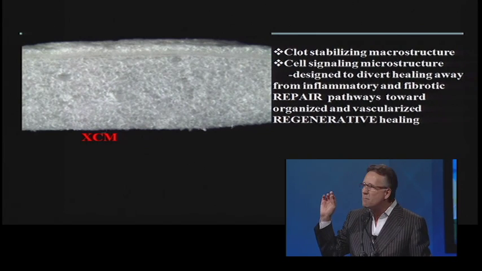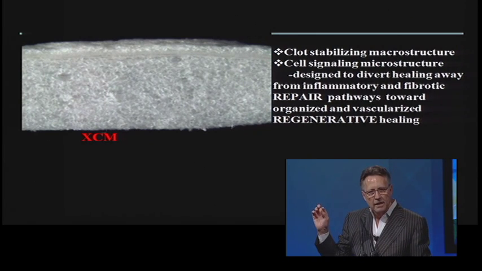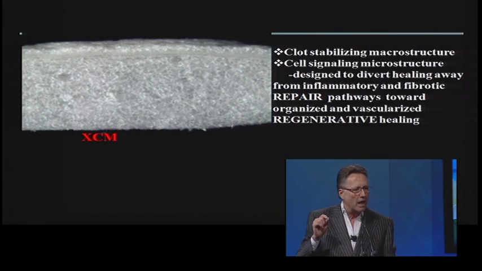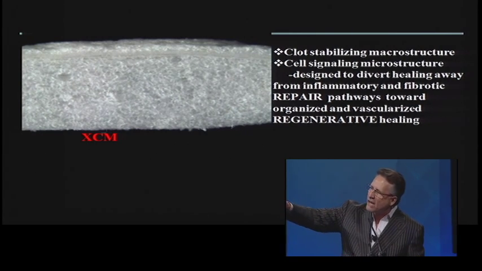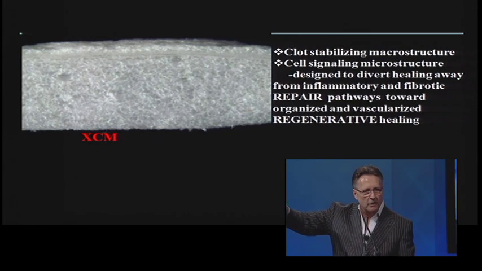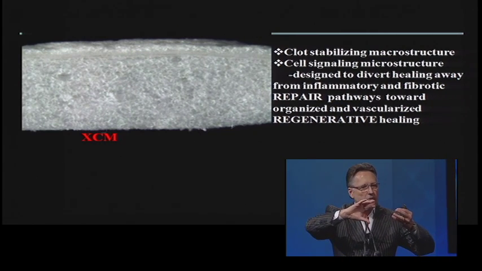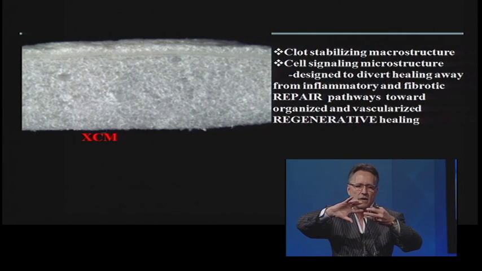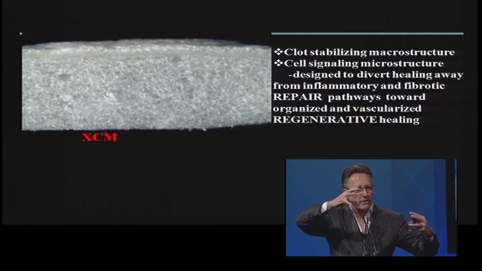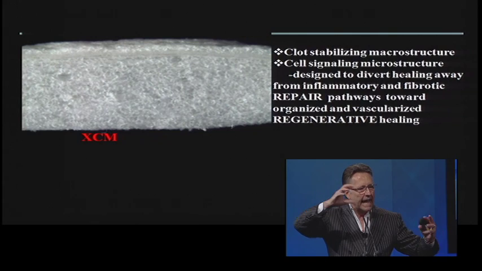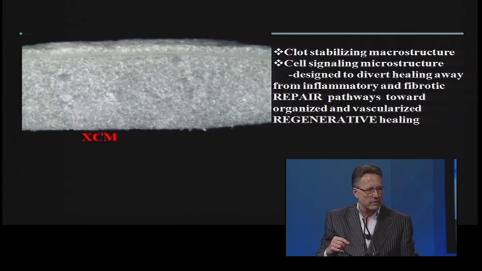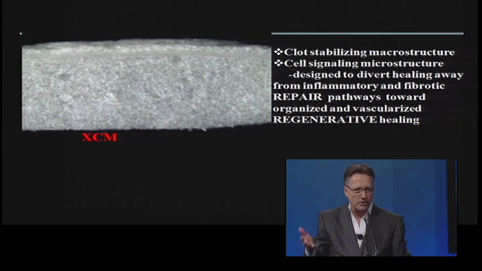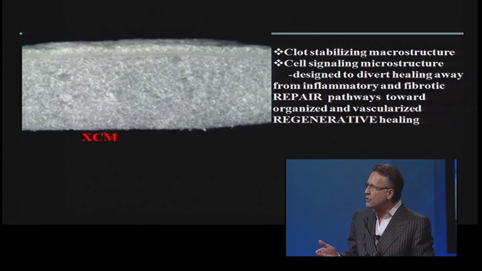But it's the microstructure that makes it unique, because the body recognizes collagen 1 as normal. But this inner layer has both the fragmented and the intact collagen fibers. With the fragmented collagen fibers, what happens is it allows the collagen helixes to unwind. And as these collagen helixes unwind, they expose what would be hidden or cryptic amino acid sequences, such as RGD and other sequences that we know are important for regeneration.